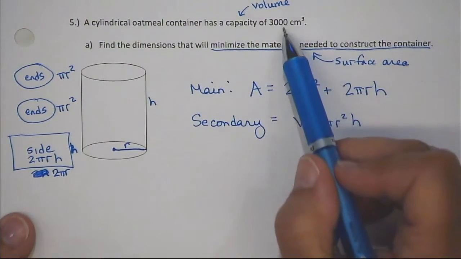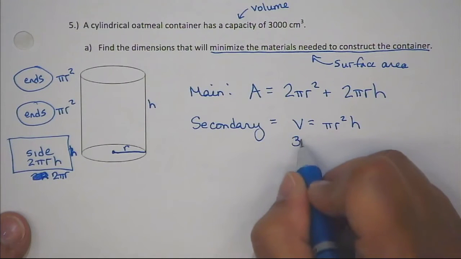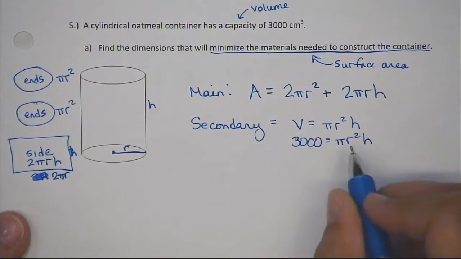So we have the volume. They gave you that it was 3,000. So we're going to substitute in 3,000 for V, and then we're just going to solve this for H.